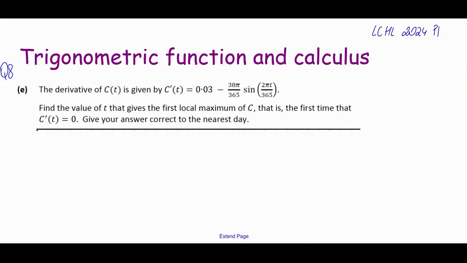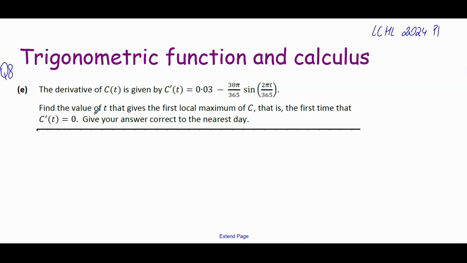The last part of this question that has to do with trigonometric function has to do with calculus. So here we are dealing with function c in this particular question, and they are very good. They give us a derivative. They are not asking us to derive. They say, look, this is the derivative of this function. What do we need to do?